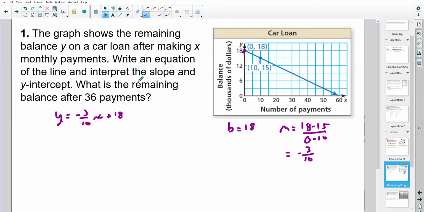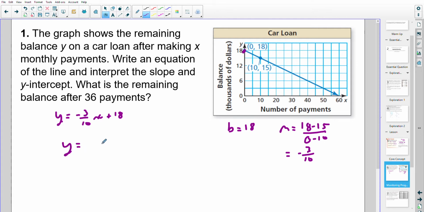The question here is, interpret the slope and the y-intercept. The y-intercept is at 0 payments. At the beginning of your payment schedule, you have a balance which is $18,000. So the question next is, what is the remaining balance after 36 payments?